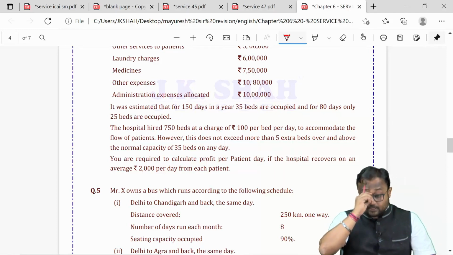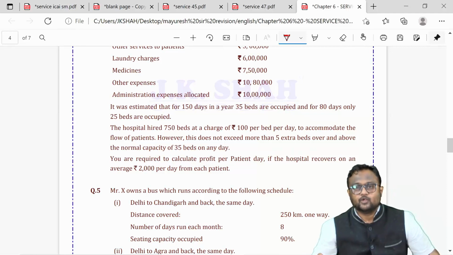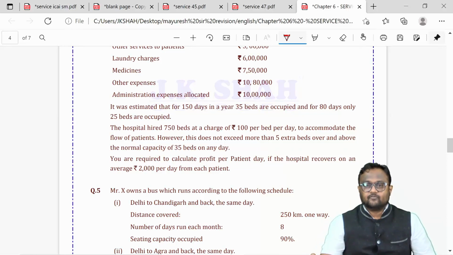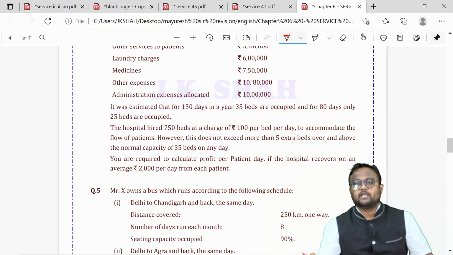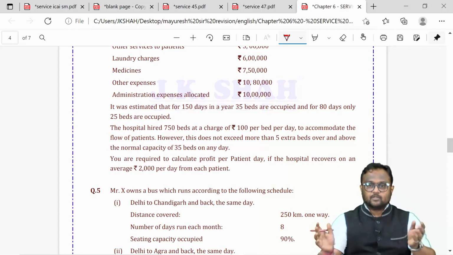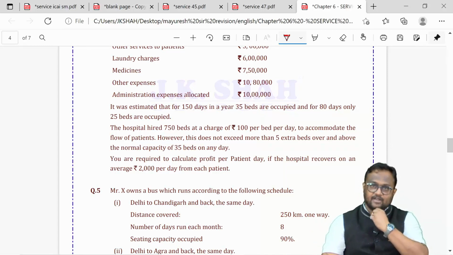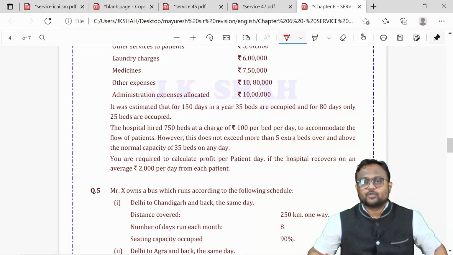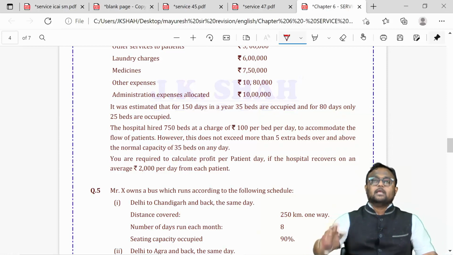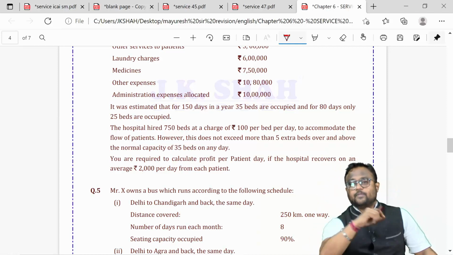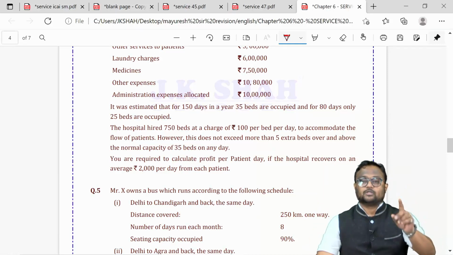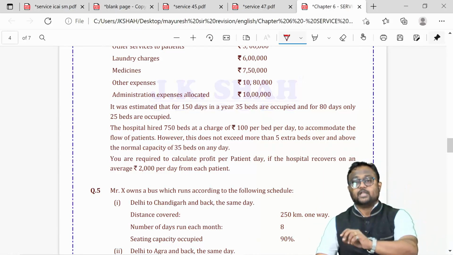Now, in the study material, you have this data given. They have also asked you to calculate break-even point. So, you simply split the whole cost structure into 2 parts, variable and fixed. Divide your variable cost by total patient days. You will get variable cost per patient day.